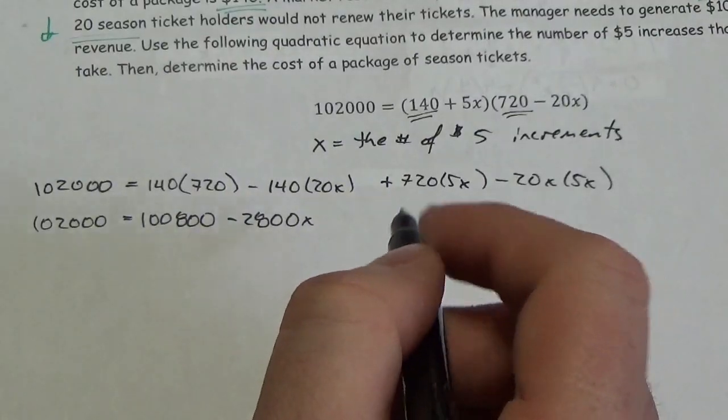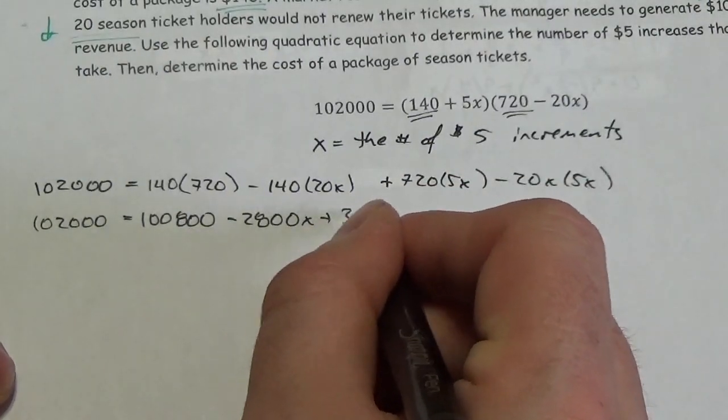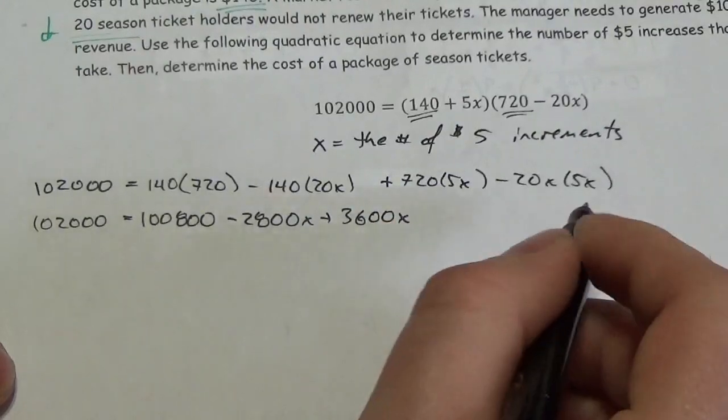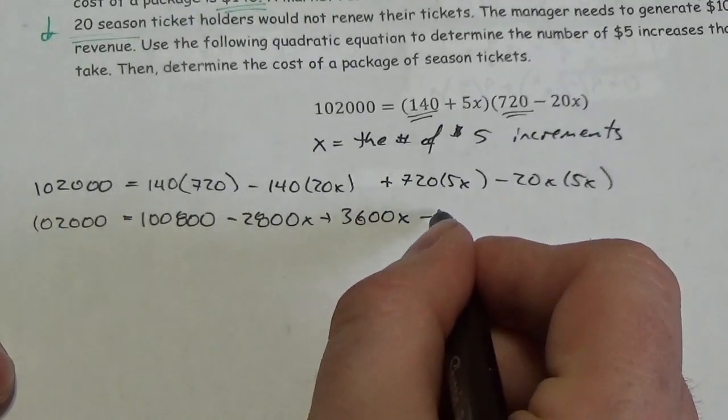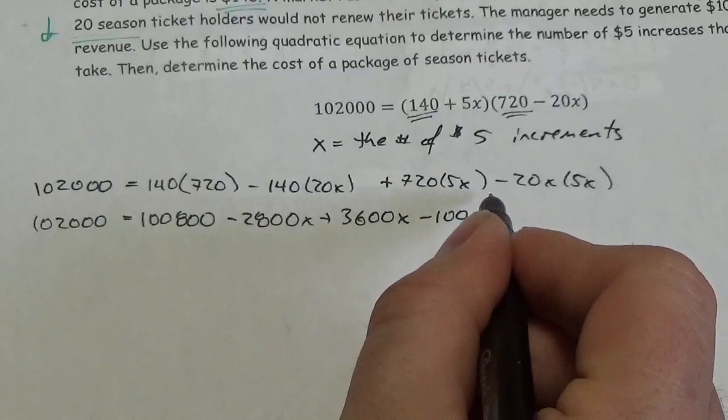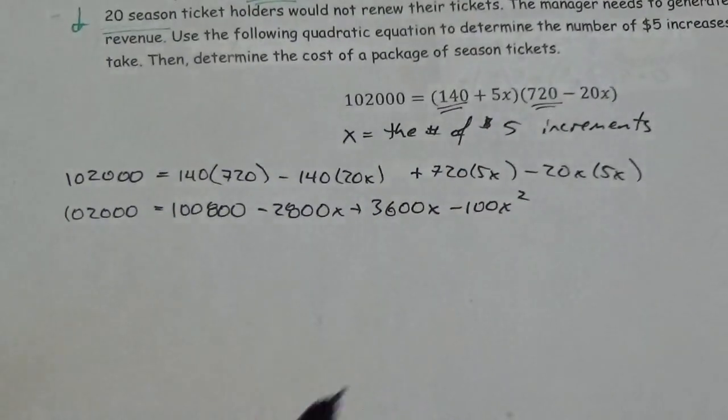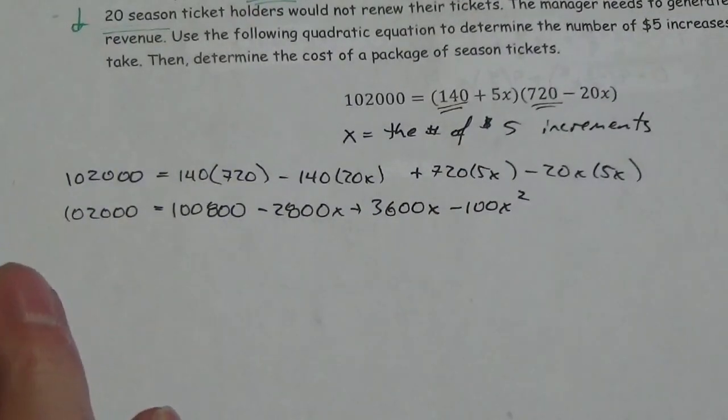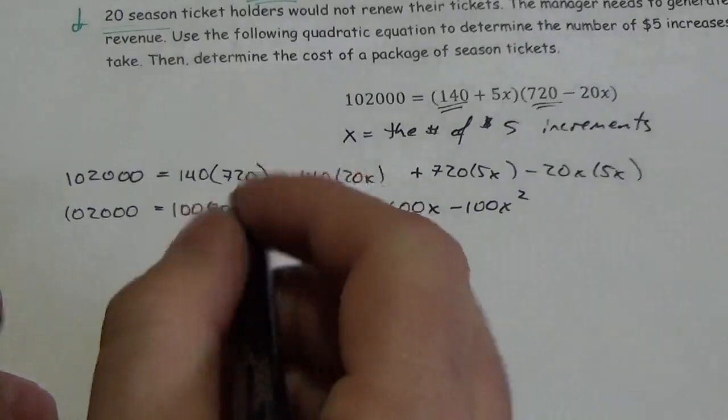720 times 5 is going to be 3,600x. And then here, this is going to be minus 100x squared when I expand that all out. Okay, good. Now I got the pieces. Now I just got to put things together here.